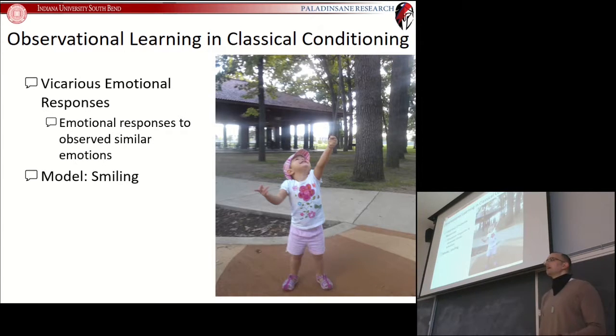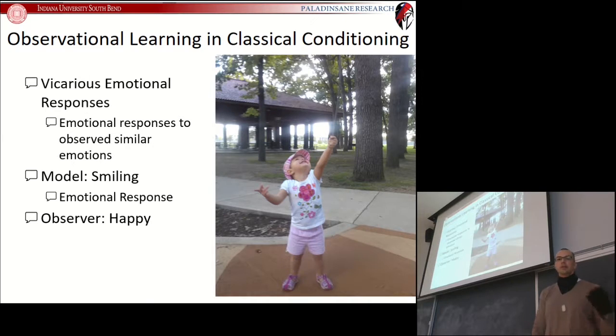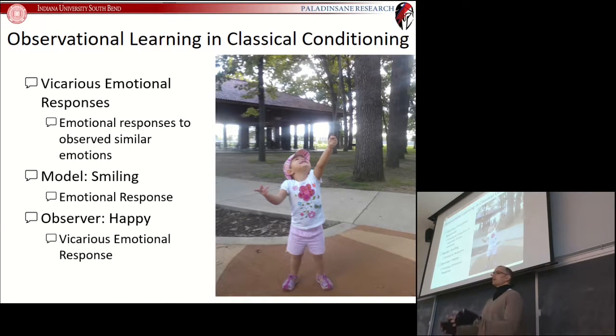So again, if your model is smiling, then you as an observer are going to experience happiness. So the model smiling is the emotional response. Your emotional response to that emotional response is a vicarious emotional response. So the model is smiling because of some external stimulus that occurred, and you are smiling because of that other person's emotional response. Importantly for our analysis coming up, if the model is fearful, that's their emotional response. We oftentimes will experience vicarious fear because we see somebody else experiencing fear.